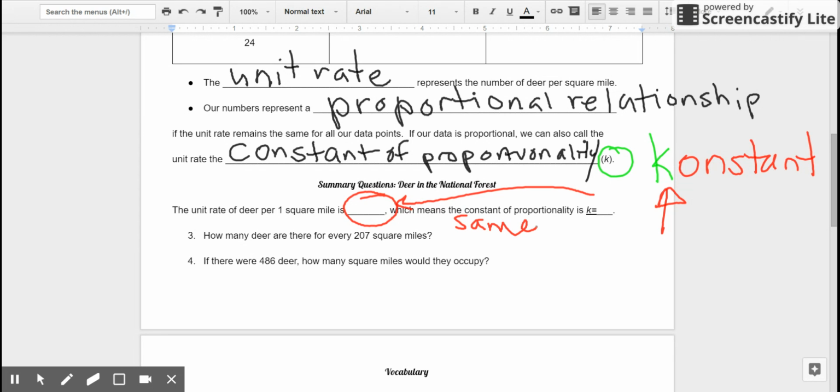Number 3, how many deer are there for every 207 square miles? And number 4, if there were 486 deer, how many square miles would they occupy? Try these on your own. If you're stuck, consult with someone near you. When you're done, please move on to the next video.